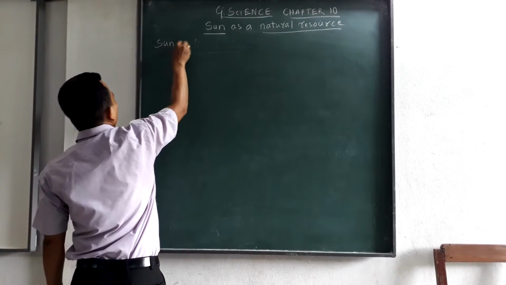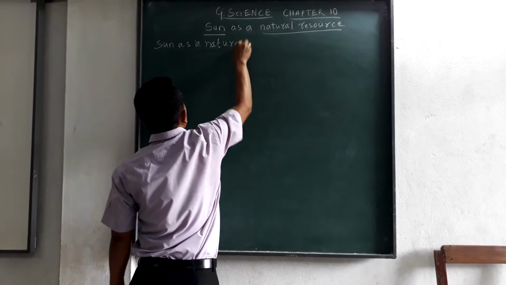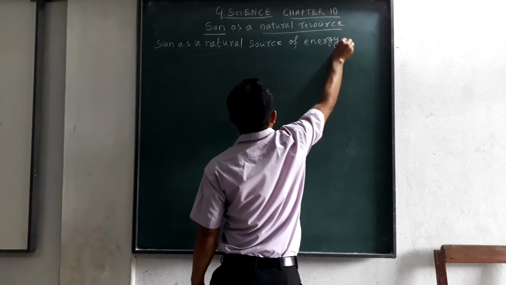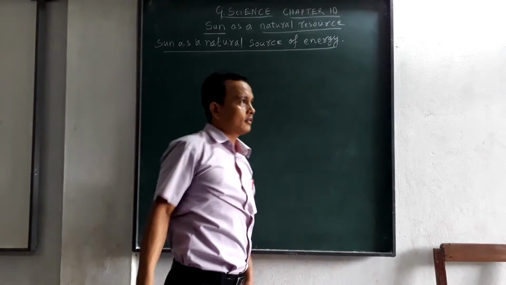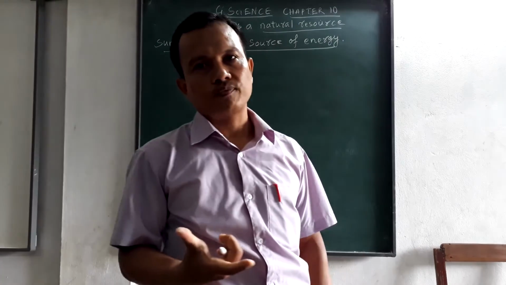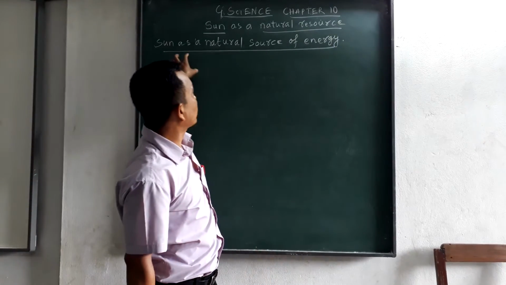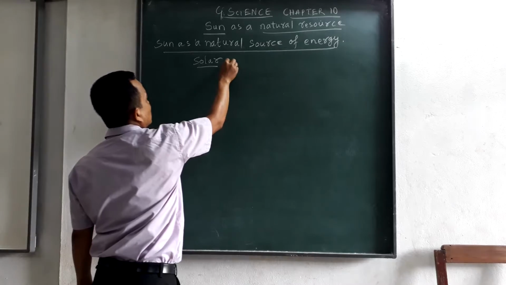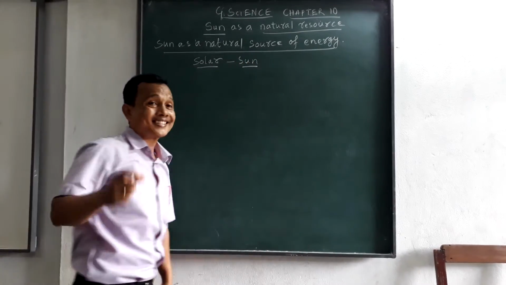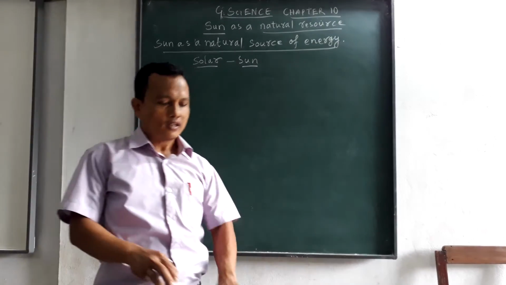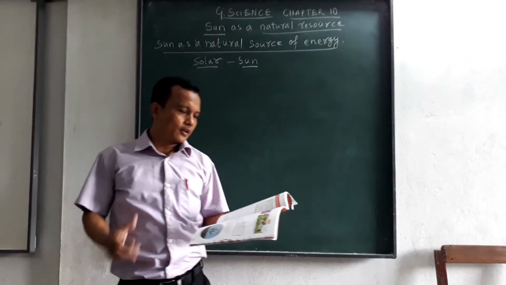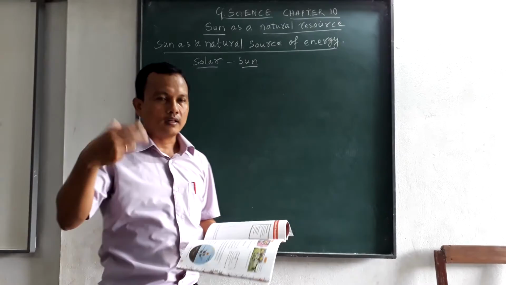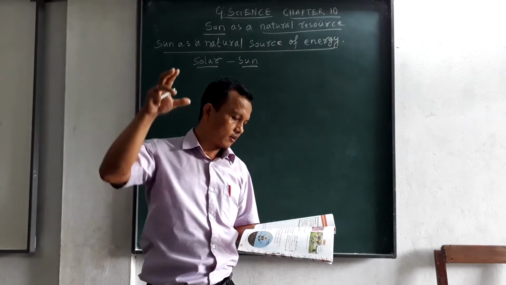The sun as a natural source of energy. What do we get from the sun? We get solar energy. Solar energy is the main energy that we get from the sun. The word solar is a Latin word which means sun. So we get sun energy from sunlight, solar energy in other words. If you look at the book, you can see many things that the sun is connected with the living, non-living, and whatever is there on the earth or inside the earth.